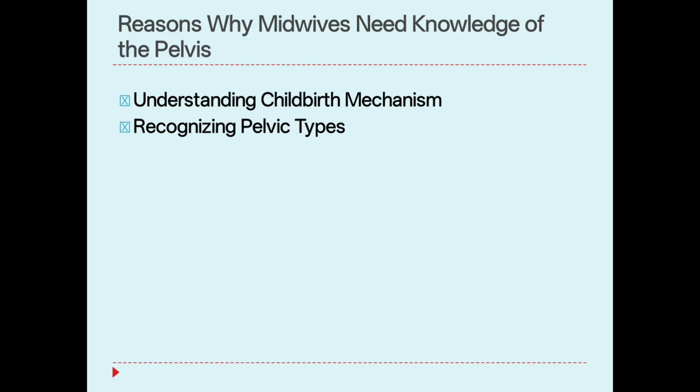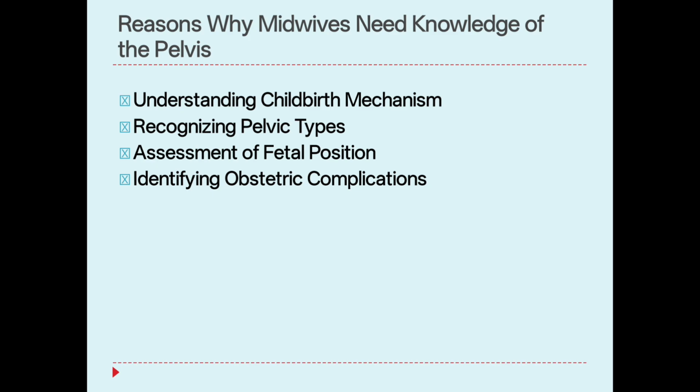Understanding the types of pelvis is important because each pelvic shape has a direct impact on labor progress. Assessment of fetal position. Fetal position means the orientation of the baby which is inside the uterus. This also has a direct impact on labor progress.